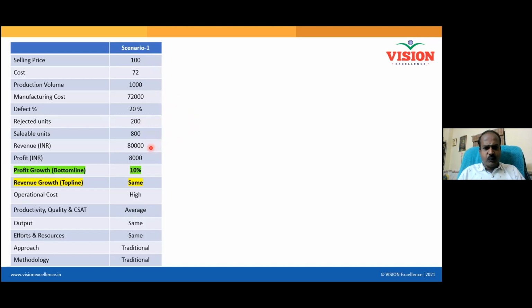And now what will be the profit the company achieves? The revenue is 80,000 and your manufacturing cost is 72,000. So what is your profit now? 8,000 rupees. So the profit margin is 8,000, which is 10% of the 80,000. So profit is expressed as a percentage of the revenue, which is found to be 10%. We'll come to the revenue growth in the next scenario.